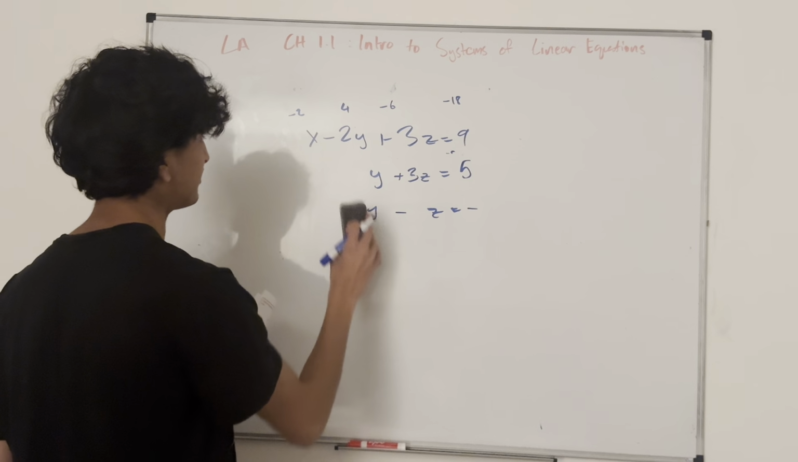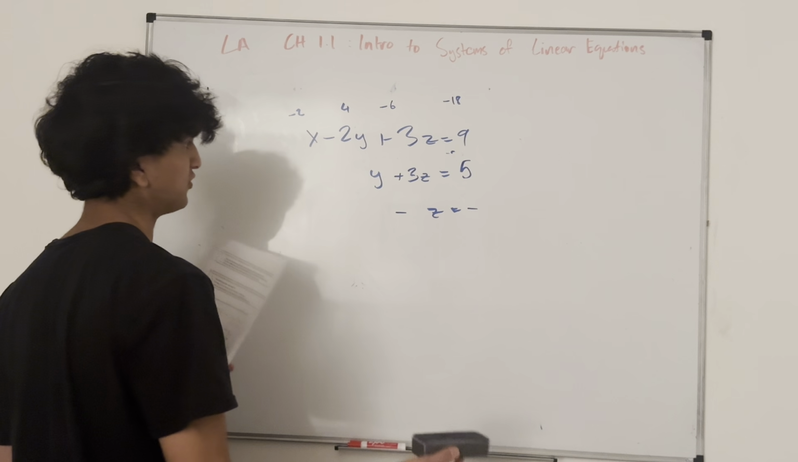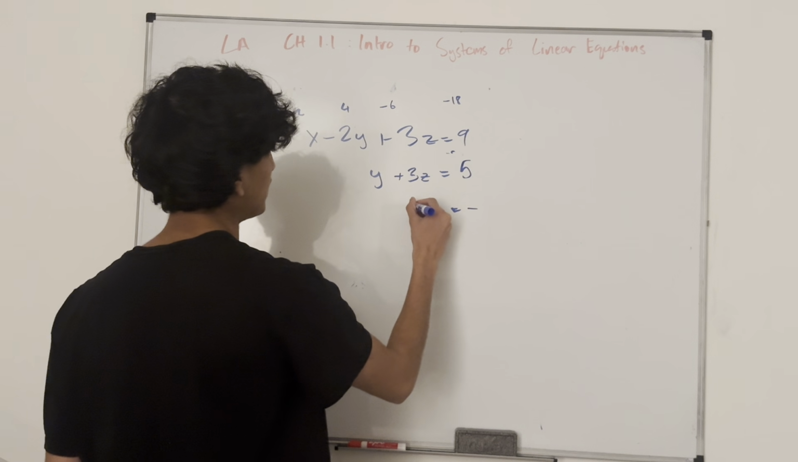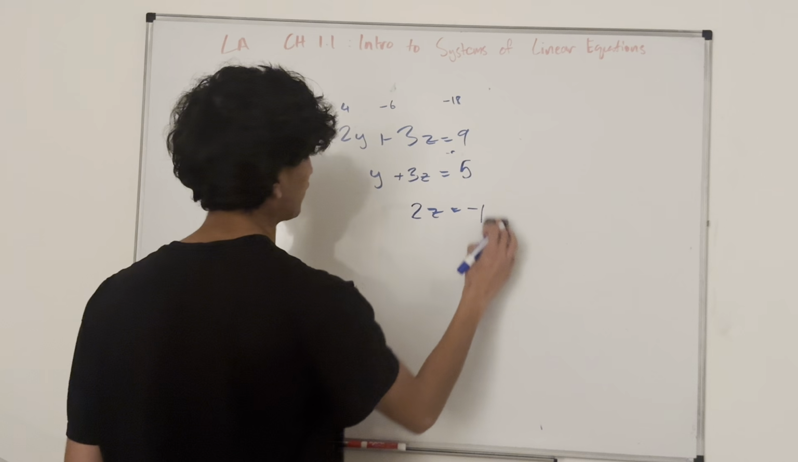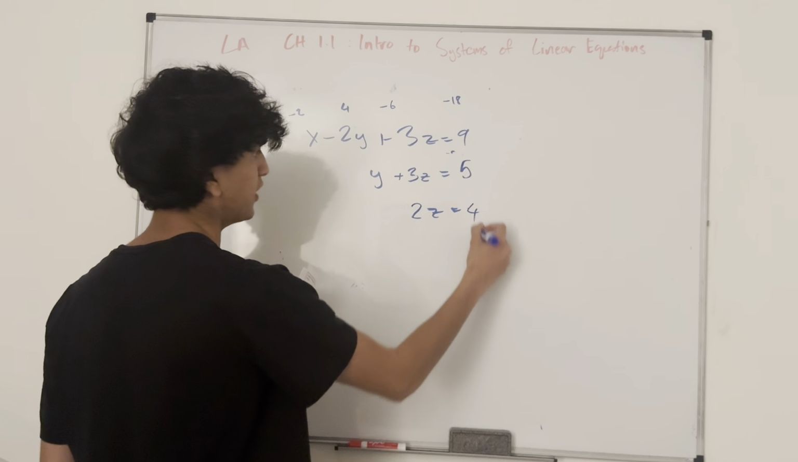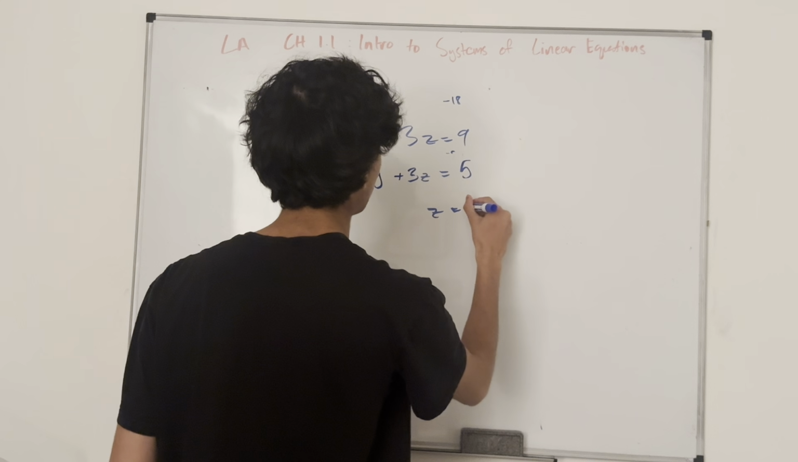So when we combine this, we can combine pretty cleanly. So that goes away. 3z minus z is going to equal 2z. And then this was negative 1, right? So 5 minus 1 is 4. So you can see I get 2z equals 4, or this is just z equals 2. So now this is in row echelon form.